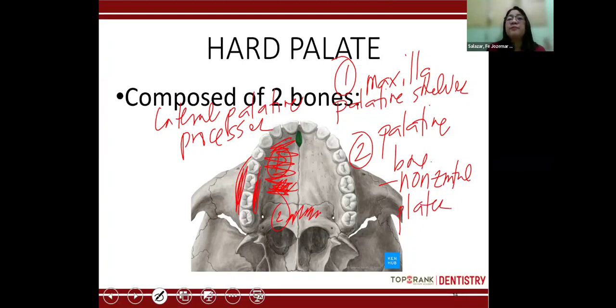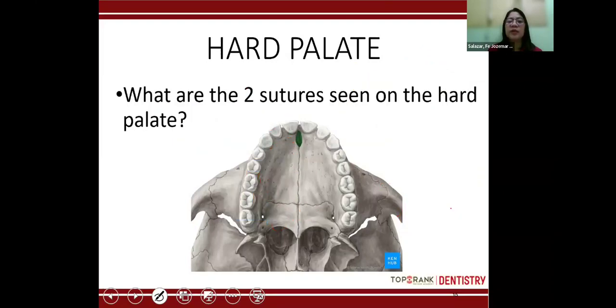Okay, so specific part of the maxilla, the palatine shelves or the lateral palatine processes, and the palatine bone, the horizontal plates. Okay, so those are the two bones. Now, yan, so yan si maxilla at si palatine bone.